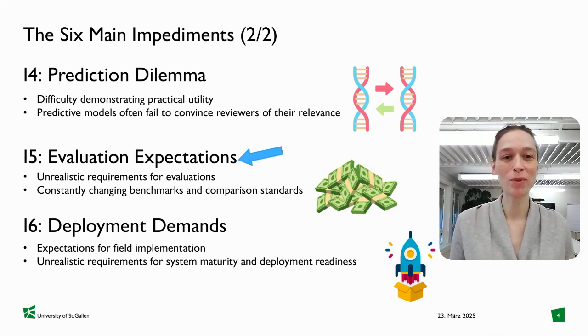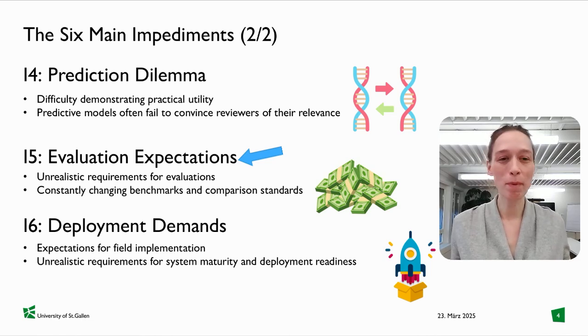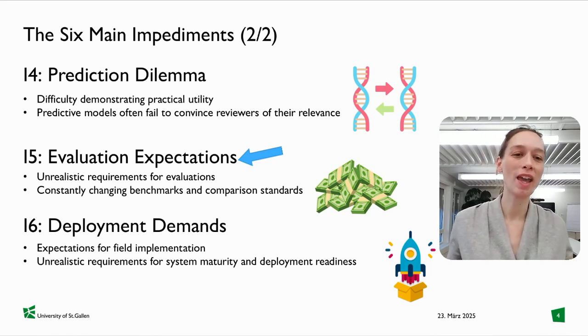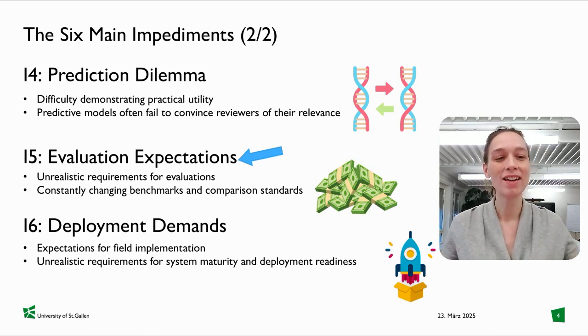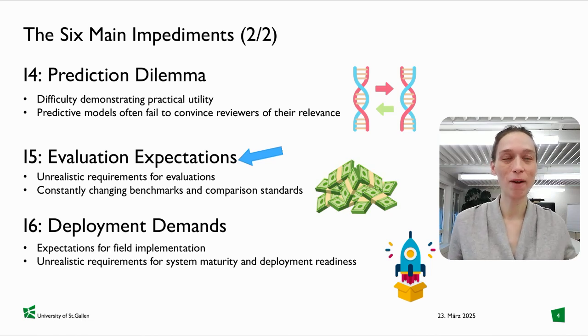So, for example, you would make a model and they would give you feedback that you should try this on a more capable computer or with a more capable model, because you could get even better results. But this is, of course, not accessible for everybody, because it costs a lot of money to run such models. So this can be a problem. So these benchmarks and comparison standards are kind of moving all of the time.